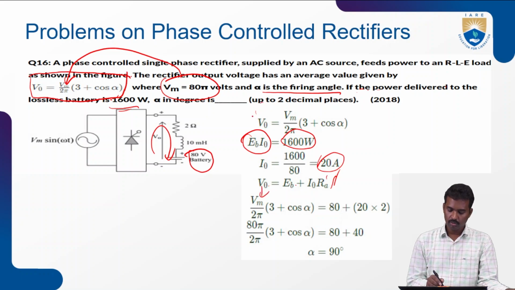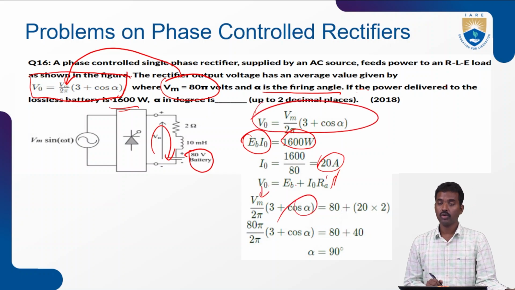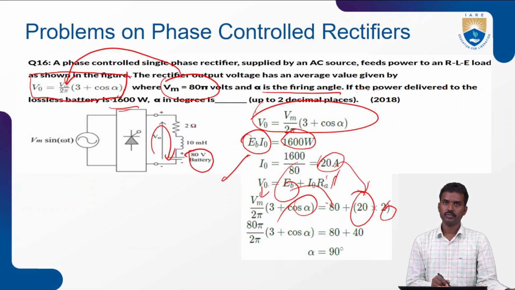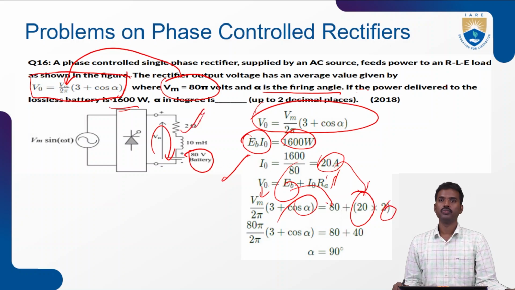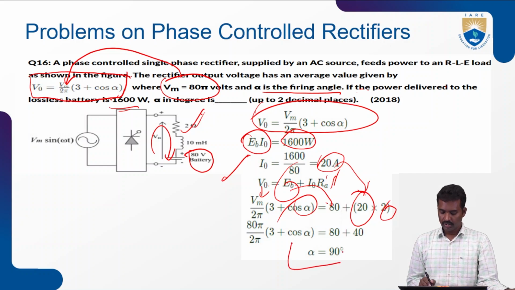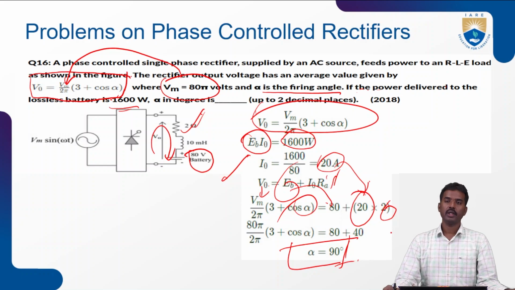Now we have all the formulas, from which you can calculate alpha. V0 is this much, EB is 80, and I0 is 20 amperes. So in this case, alpha equals 90 degrees.